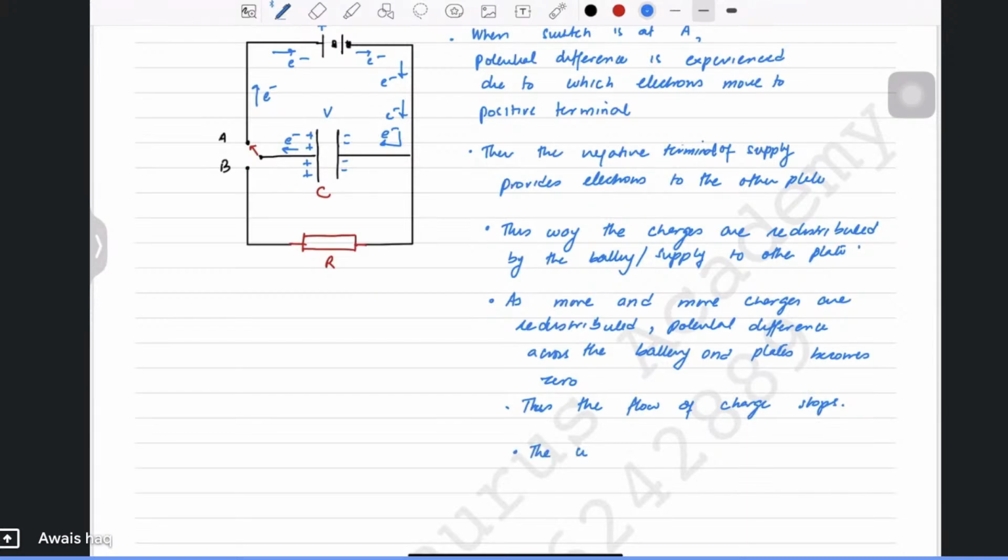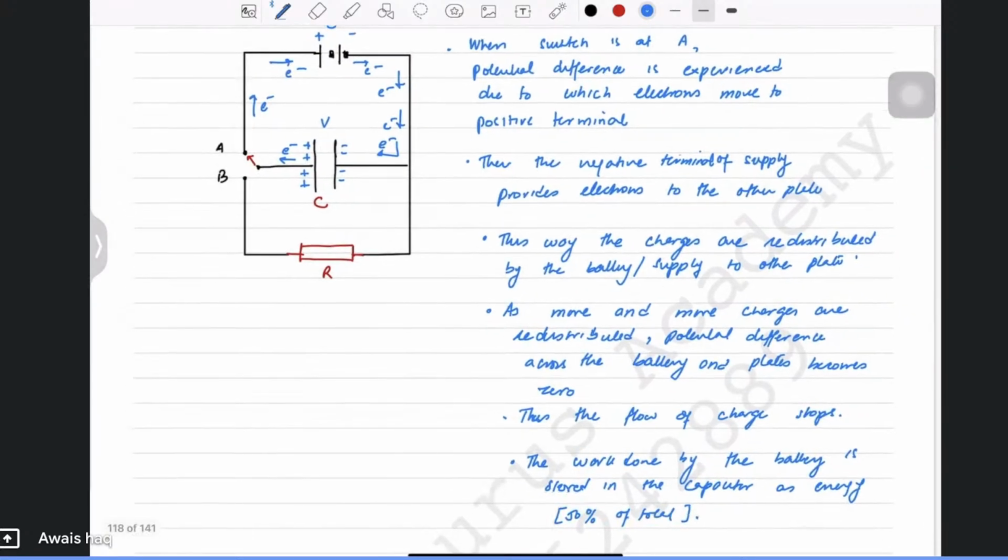The work done by the battery is stored in the capacitor as energy. Usually this is like 50% of it, but we're going to learn why later on. All right, so you can write this down, please.